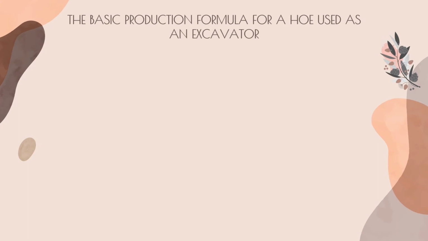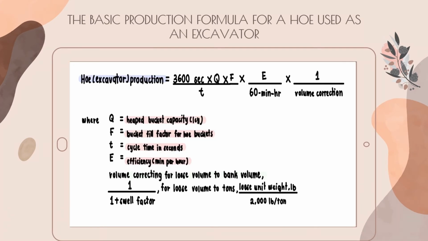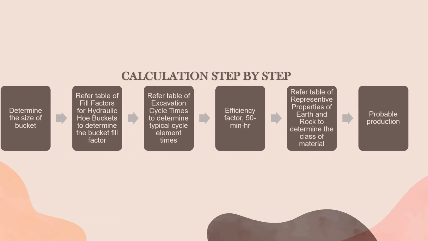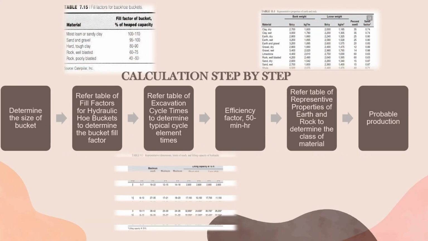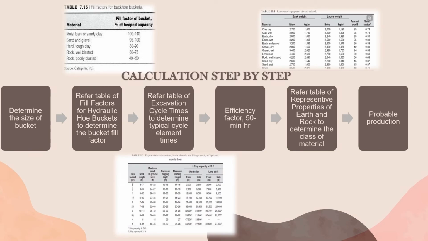This is the basic production formula for a hoe used as an excavator. Calculation step by step. Step 1, determine the size of bucket. Step 2, refer to the table of fill factors for hydraulic hoe buckets to determine the bucket fill factor. Step 3, refer to the table of excavation cycle times to determine typical cycle element times. Step 4, efficiency factor. Step 5, refer to the table of representative properties of earth and rock to determine the class of material.